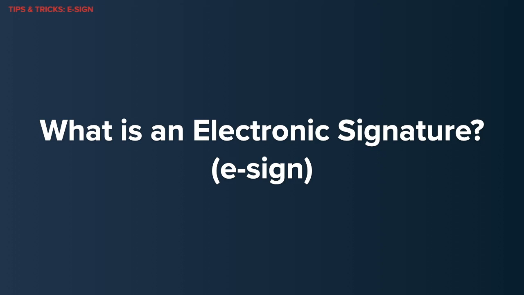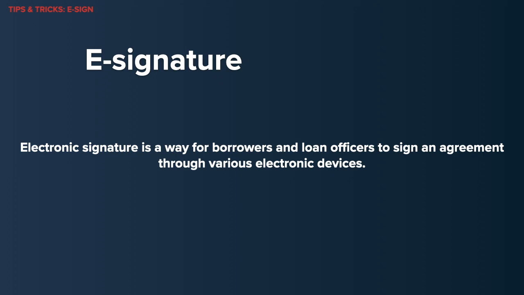So, what is an electronic signature or e-sign? An electronic signature is a way for borrowers and loan officers to sign an agreement through various electronic devices. Whether this be a computer, it can be used for iPads, iPhones, Androids. It's a way for borrowers to sign a document without actually having to download and wet sign that document.